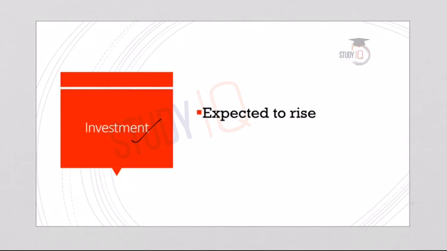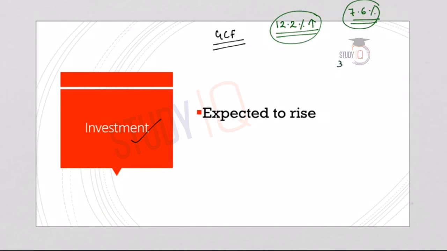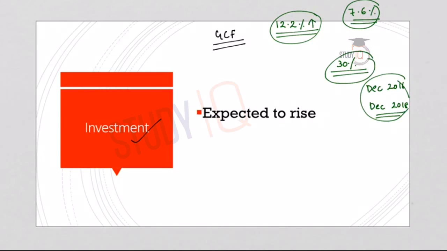Investment is also called the gross capital formation or the gross fixed capital formation. The GCF is expected to rise sharply in the second half of the financial year. According to the advanced estimates, there is a 12.2% rise in the gross capital formation, or investments, compared to 7.6% in the previous financial year, that is financial year 2018. The report has also highlighted a 30% drop in the new investment projects taken up between December 2016 and December 2018. So these are the highlights of the report regarding investment.